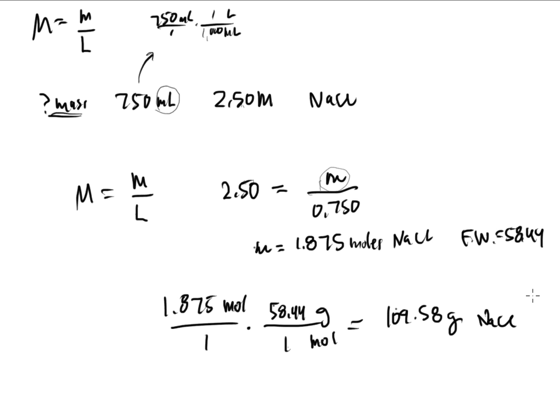All right, so let's do another example. We're going to clear off this screen and do our next one. What mass of silver nitrate, AgNO3, is needed if we want to make 2 liters of a 0.100 molarity solution?